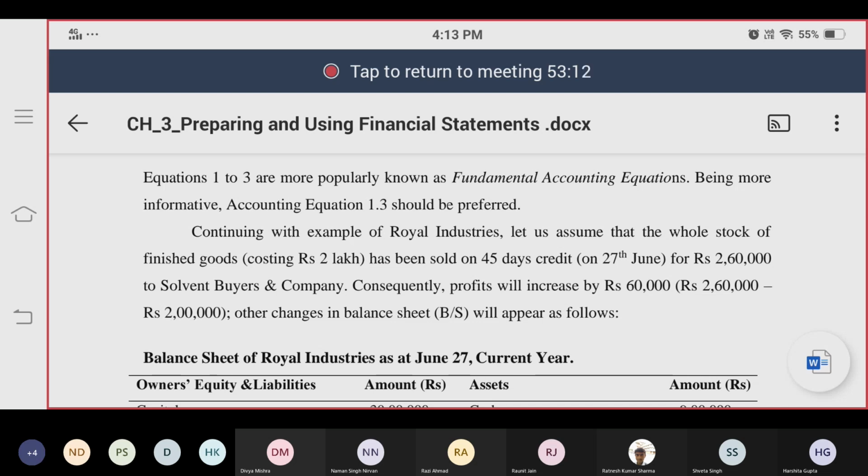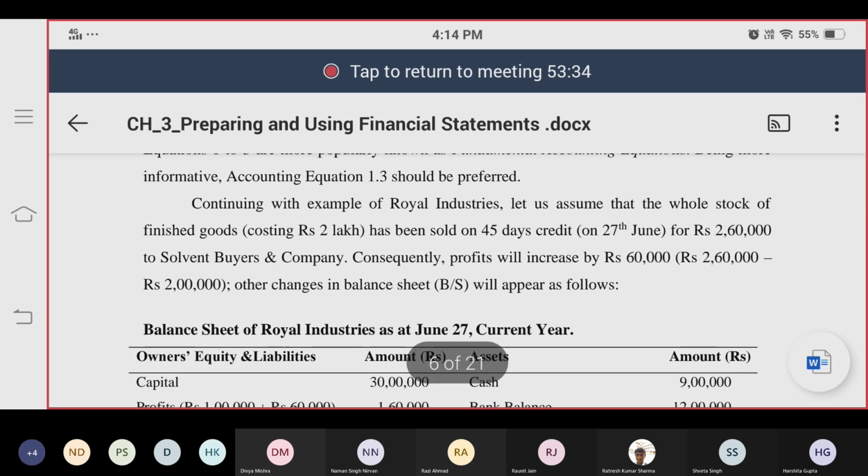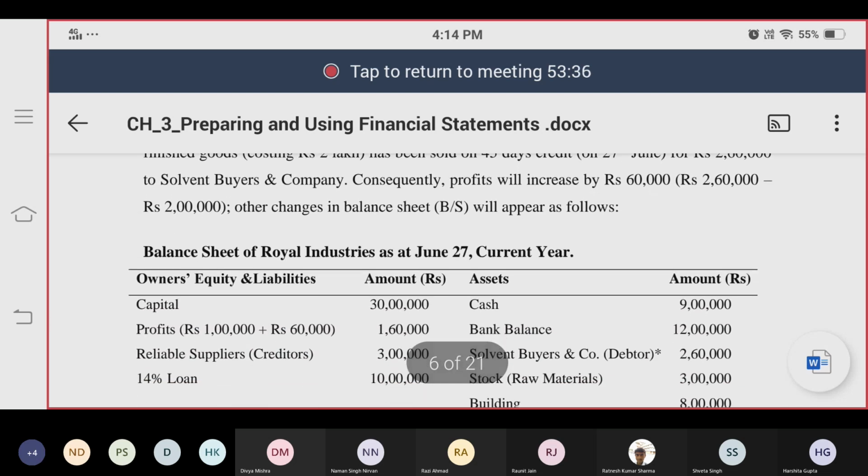Now, a debtor is that customer to whom you have sold your product, but they have not yet paid you. Just like creditors are those suppliers who have supplied goods to you on credit, similarly, debtors are those customers who have bought your goods, but they have not paid you. So, consequently, profits will increase by 60,000 because you sold for 2,60,000 something that was worth 2 lakhs, and the changes in the balance sheet will be shown like this.